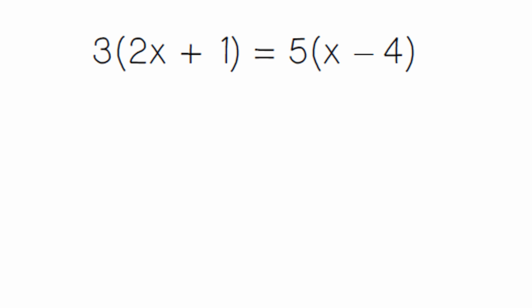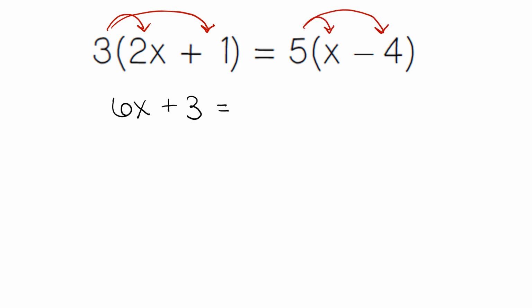For number 6, we have the equation 3 parentheses 2x plus 1 equals 5 parentheses x minus 4. We start with step number 1, which means we distribute and we multiply our parentheses. 3 times 2 is going to give us 6, so that's 6x. 3 times 1 gives us 3. On the other side, we're also going to distribute those parentheses. 5 and x we put together to make 5x. 5 times 4 gives us 20.